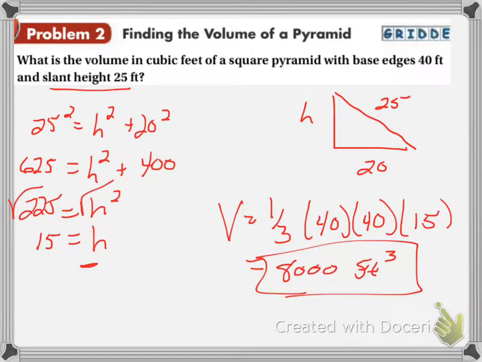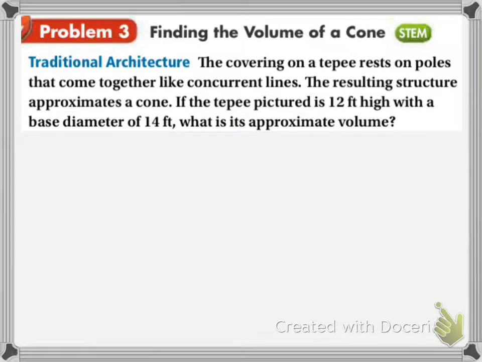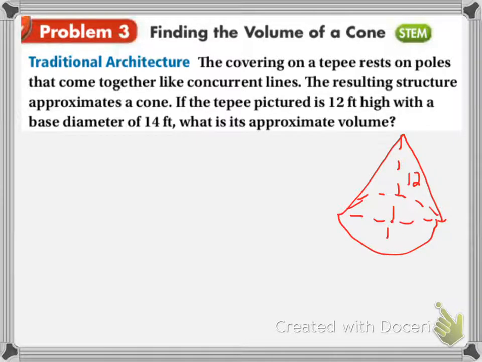Again, because it's volume. The covering on a tepee, problem 3, is about a volume of a cone. So you talk about a tepee rests on poles that come together, and the resulting structure is a cone. If the tepee picture is 12 feet high with a base diameter of 14 feet. So again, I'm going to apologize for my drawing here, but here's our tepee, and it's going to be a cone right there. They tell me it's 12 feet high, so my height is 12, and my diameter is 14. Okay, so if we're doing this, remember, it's volume equals 1/3 area of the base times the height.